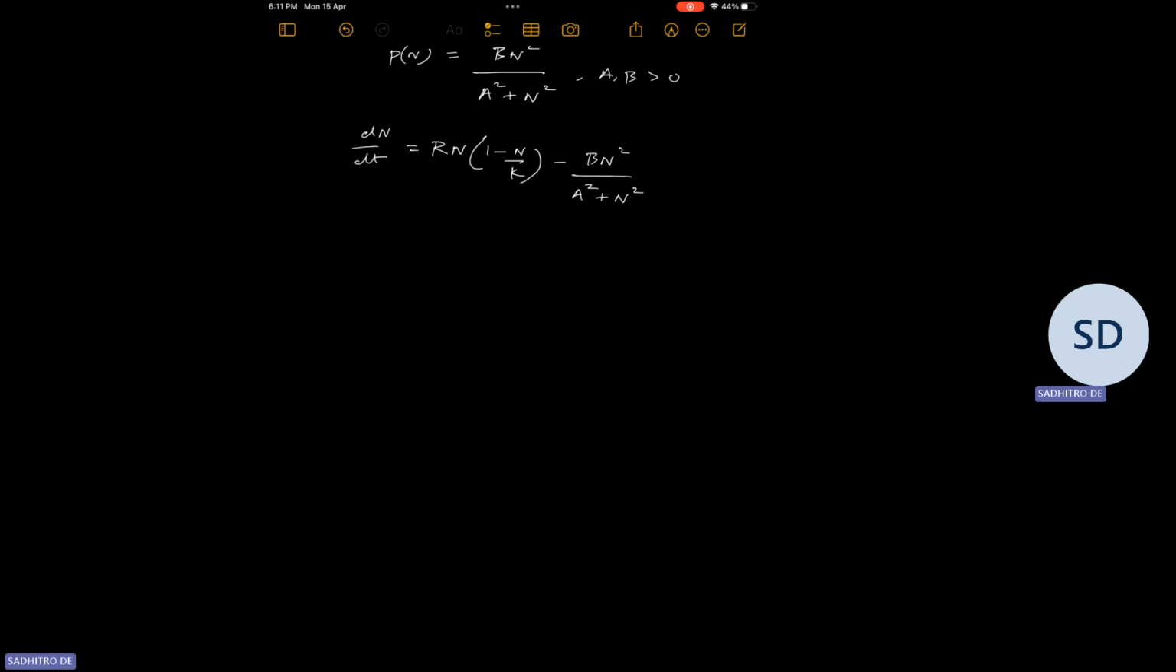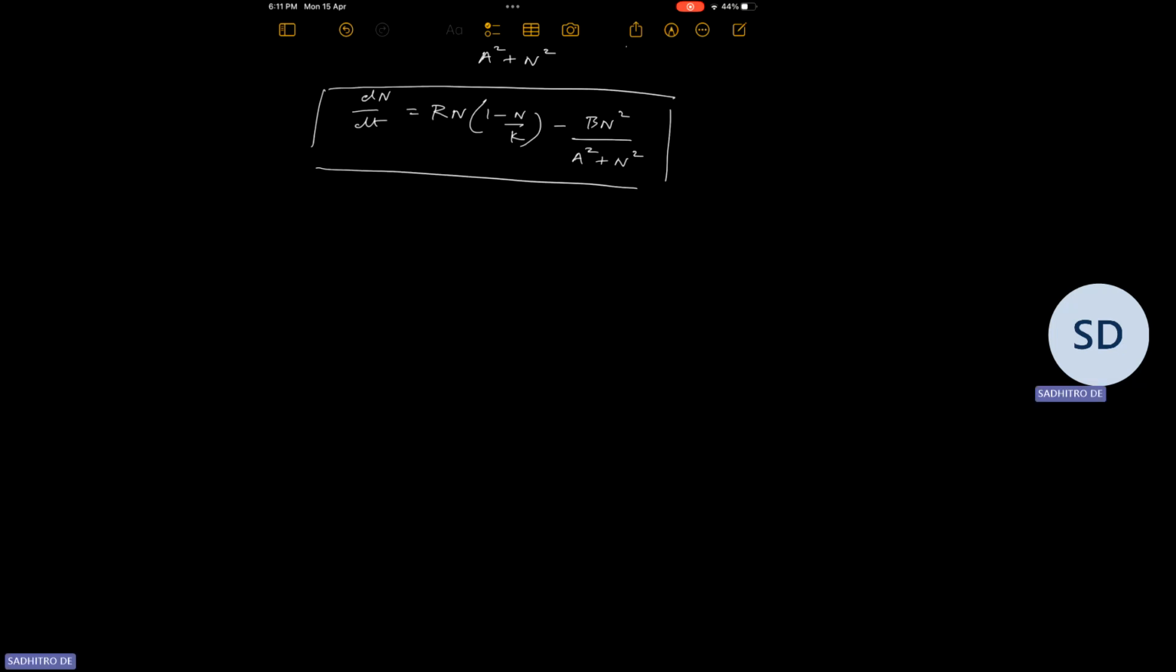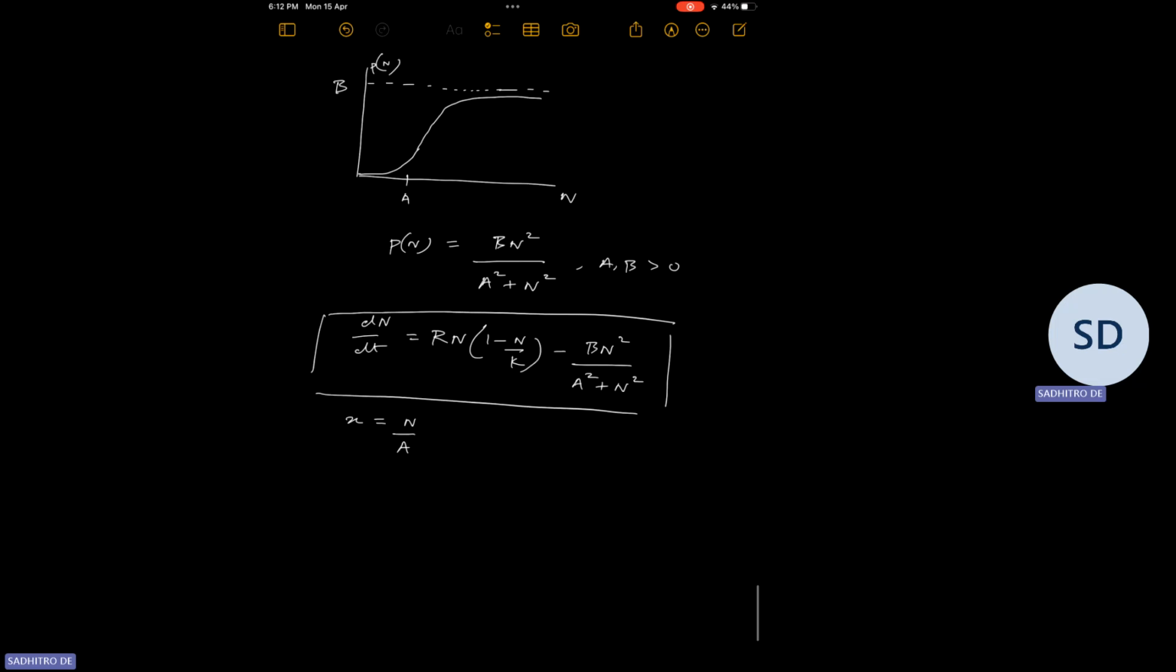So the first thing that we note is that there are four parameters, r, b, k, and a. The system can be non-dimensionalized in various ways, and non-dimensionalizing often helps in both numerical and analytical ways to solve the problem. One way of non-dimensionalizing the system is to define a variable x as N by a. Physically, when x exceeds 1, then the predation rate increases very fast, and when x is less than 1, then the predation rate is small. Okay, as we had seen in this graph over here.